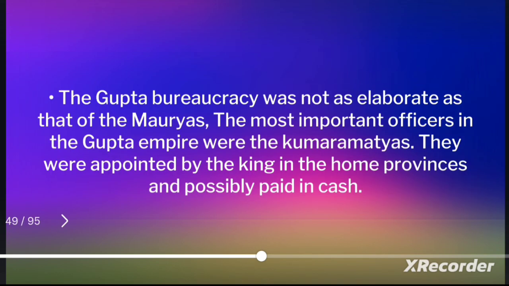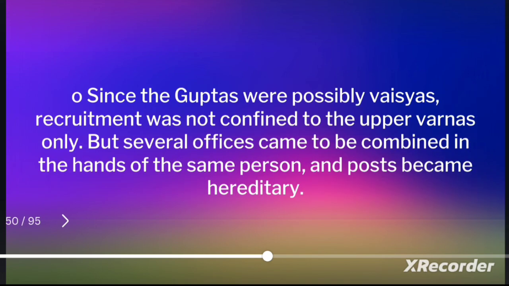Next new topic. Gupta bureaucracy was not as elaborate as that of the Mauryas. The most important officers in the Gupta empire were Kumaramatyas. They were appointed by the king in the home provinces and possibly paid in cash. Since the Guptas were possibly Vaishyas, recruitment was not confined to the upper varnas only, but several offices came to be combined in the hands of the same persons and posts became hereditary. This naturally weakened royal control.